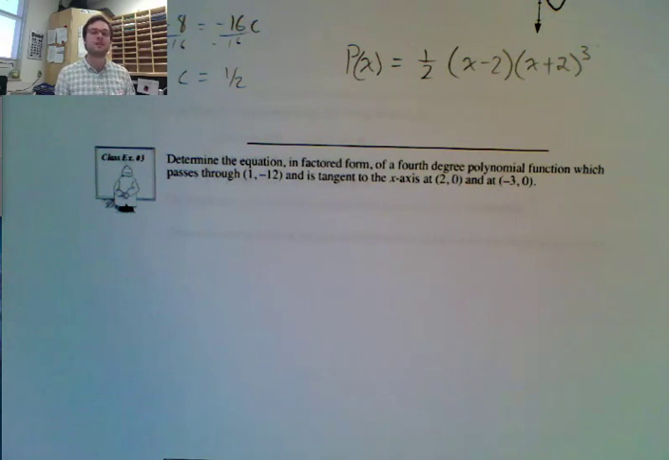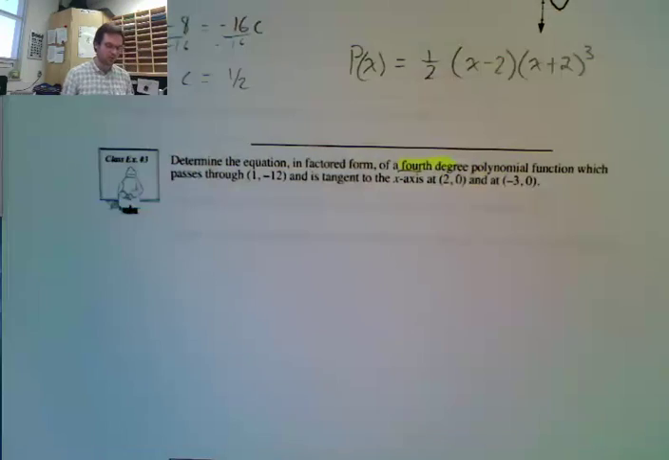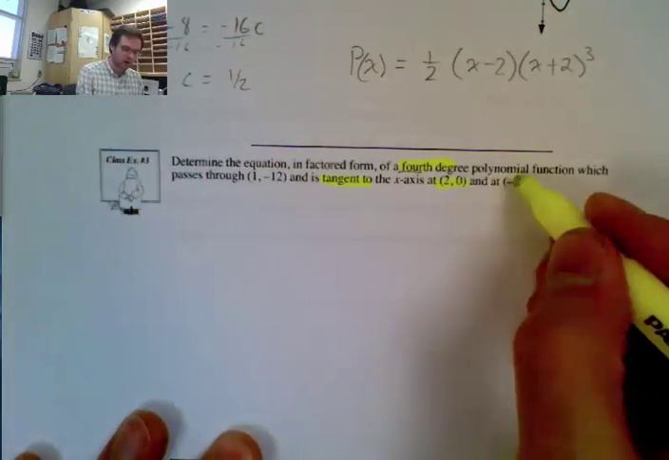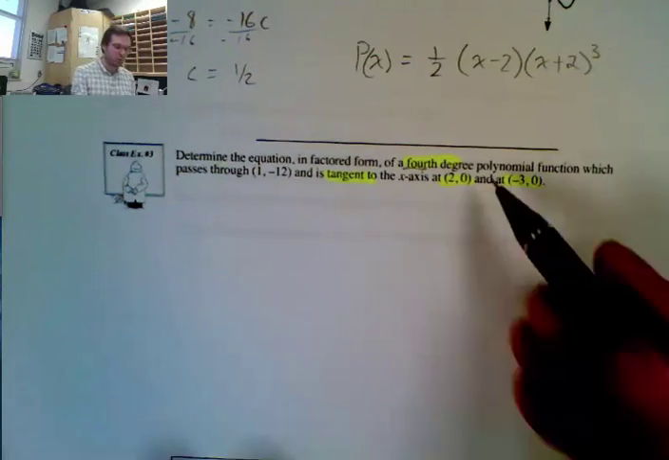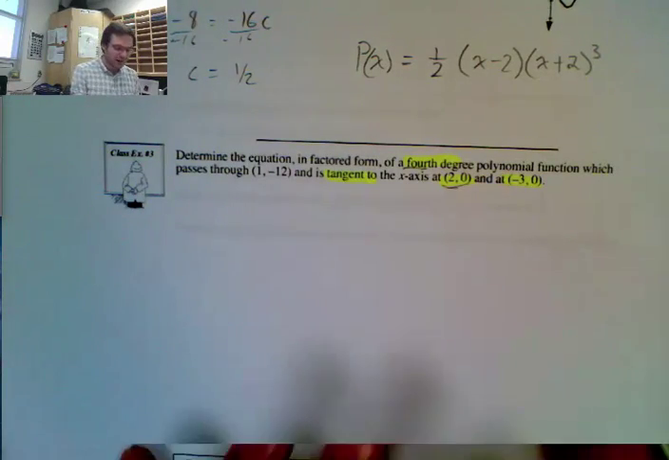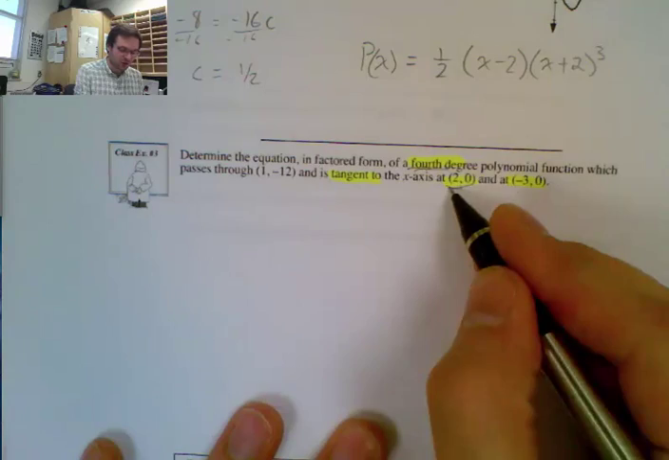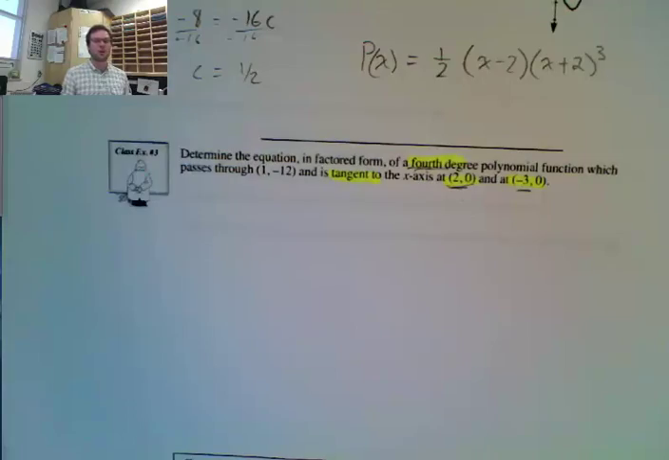It says, determine the equation in factored form of a 4th degree polynomial. So a key word here is it's going to be a 4th degree polynomial of the function that passes through the point 1, negative 12 and is tangent to the x-axis at these 2 points. If the polynomial is tangent, that's a key word there, at these 2 points, we know these are an even multiplicity. So it's either multiplicity 2, 4, or 6. But it's 4th degree, and these are the only 2 points where it touches the x-axis. So I'm going to have to know then that both of these are squared.